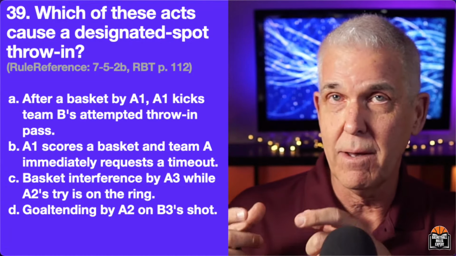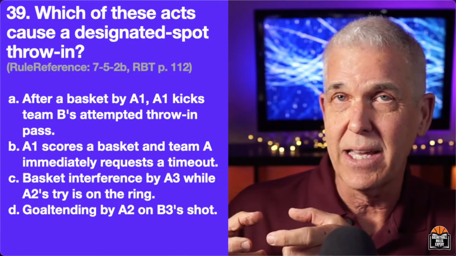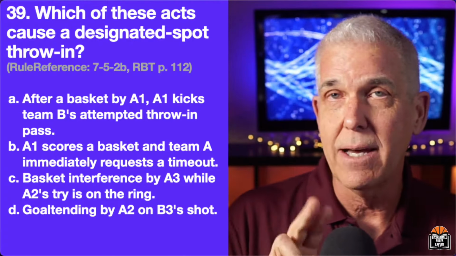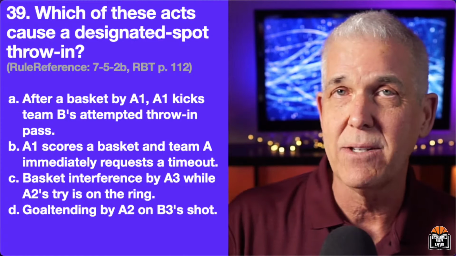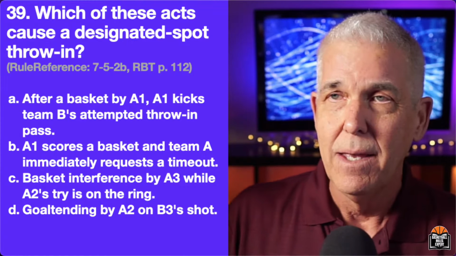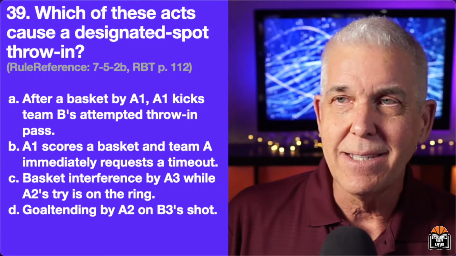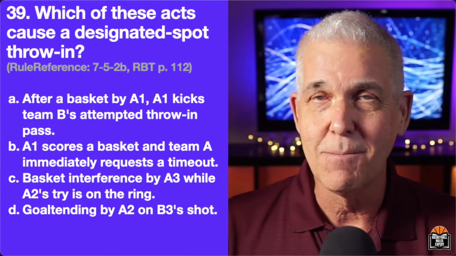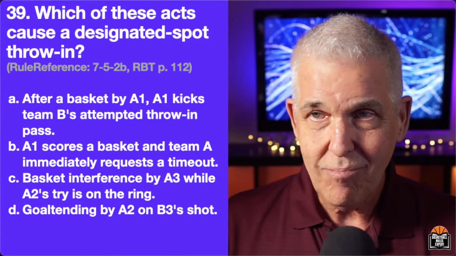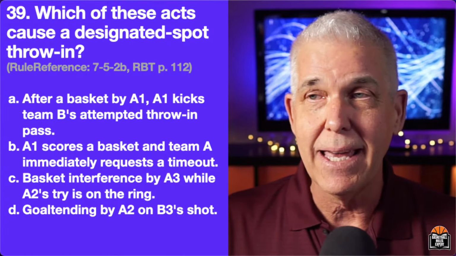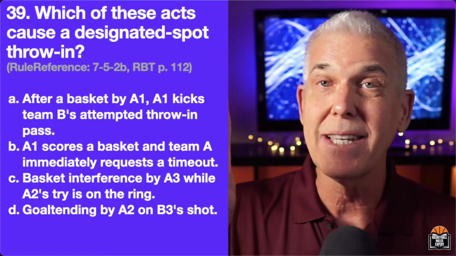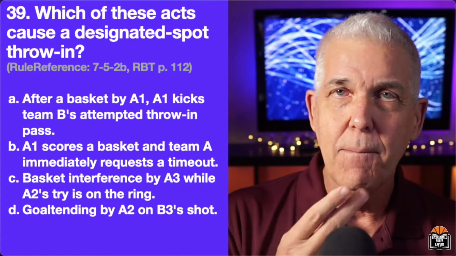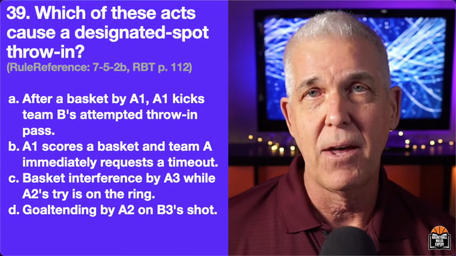Normally, a kicked ball violation would result in a designated spot throw-in, but if it's during when a team has a non-designated spot throw-in, they maintain that. A1 scores a basket and Team A immediately requests a timeout. That does not affect Team B's ability to run the end line. And in D, goaltending by A2 on B3's shot results in a scored goal. After a scored goal, the opponent may have a non-designated spot throw-in.